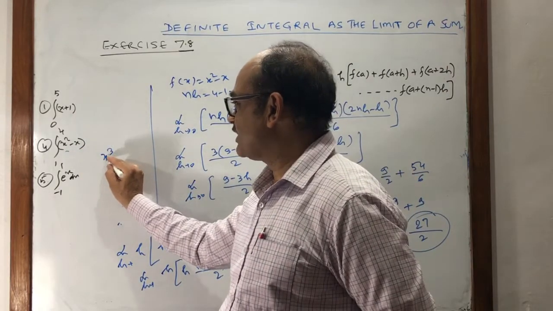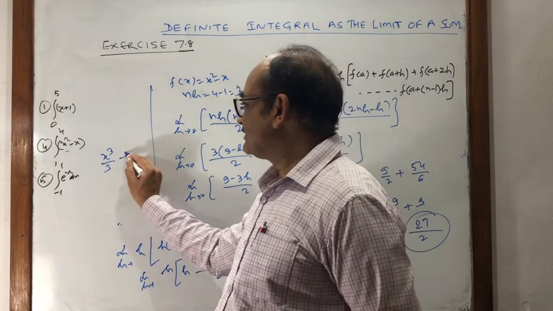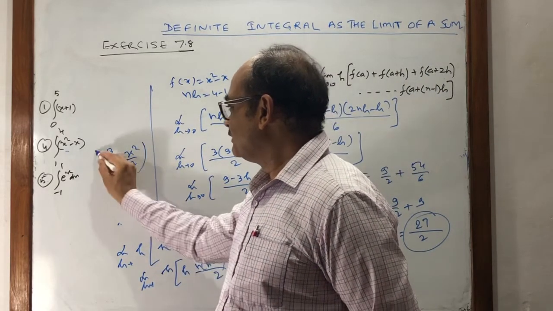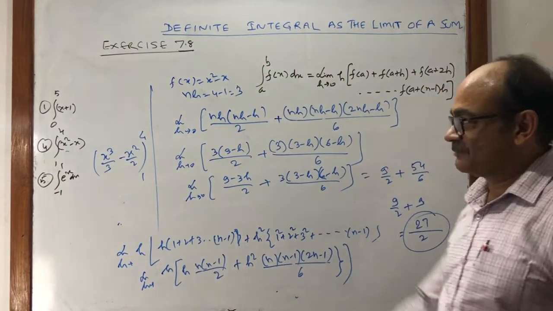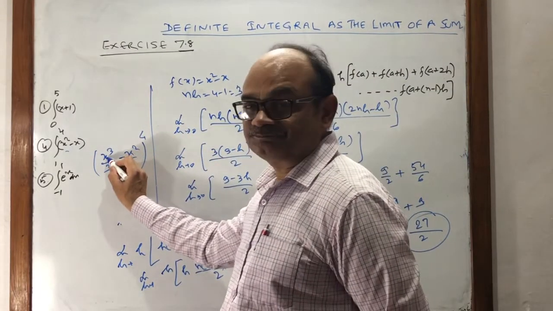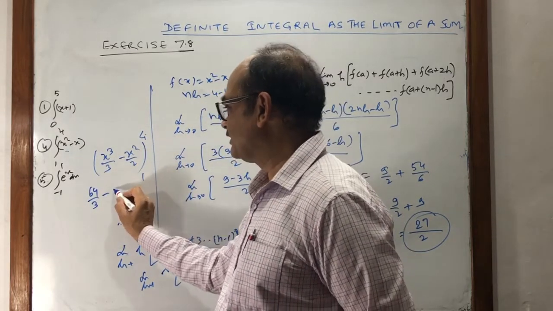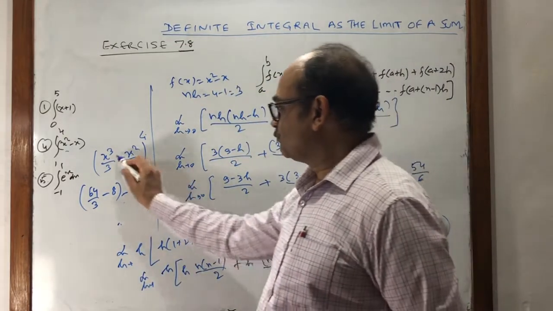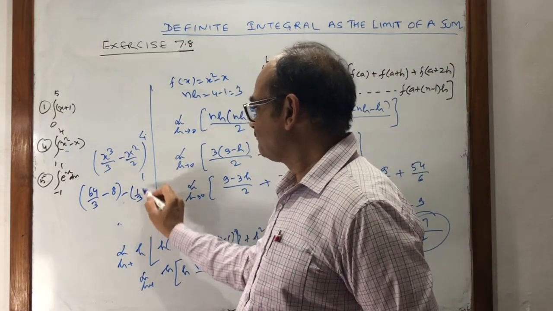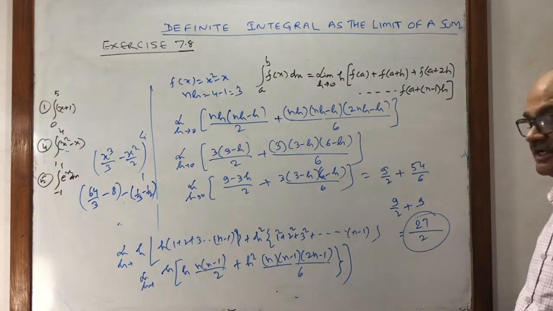You know x square integral is x cube by 3 and x integral is x square by 2, and you have to put the limit 1 and 4. Now substitute the value. 4: 64 by 3 minus 4: 16 by 2, 8. This is the upper value. Lower value, put 1: 1 by 3 minus half. Now if you solve it, you will get 27 by 2.